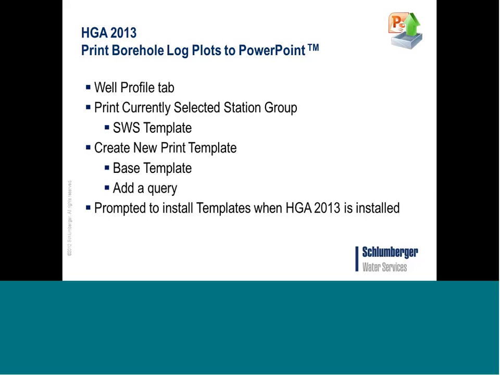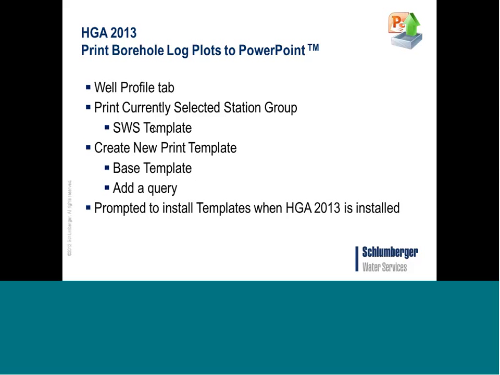The option is going to be found on the well profile tab. So it's not within the designer, but within the viewer, the well profile viewer. We have an SWS template, and you can use that to print off whichever station group is currently selected. So you select your station group, however many are in there, and you can use the SWS template to print that off.